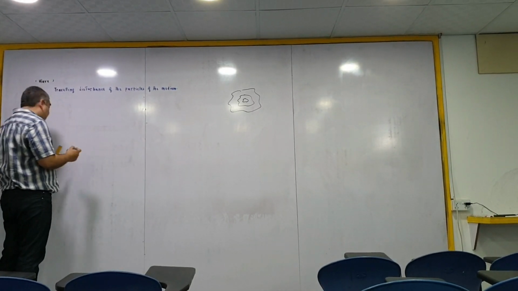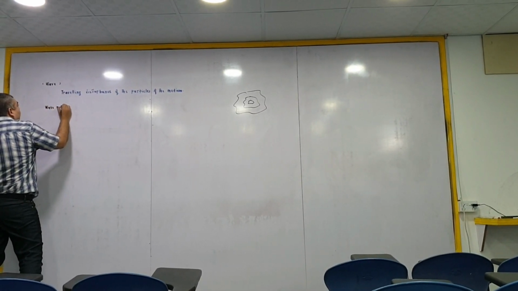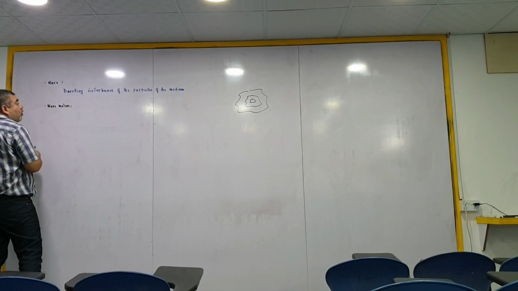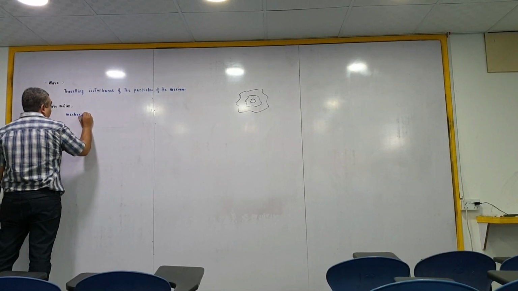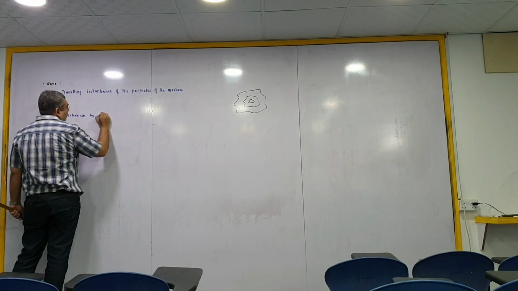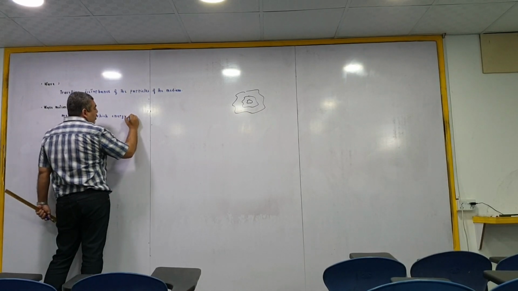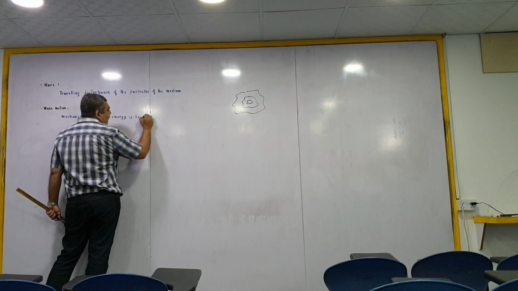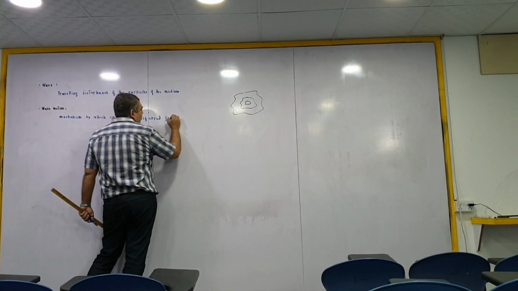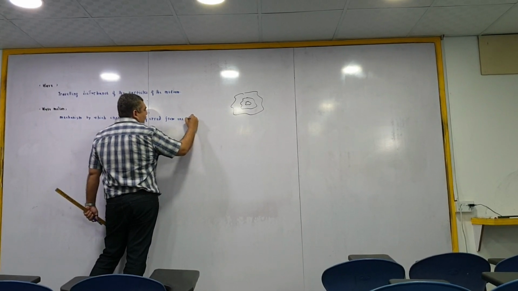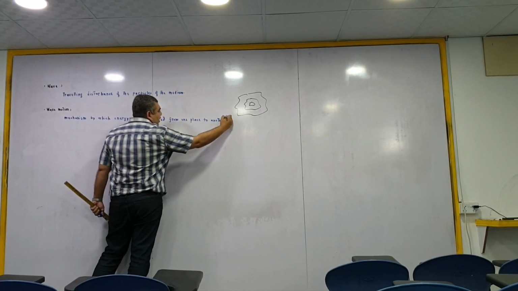And how can you define wave motion? You can define wave motion as, it's simply a mechanism by which energy is transferred from one place to another. These are the two most important definitions.